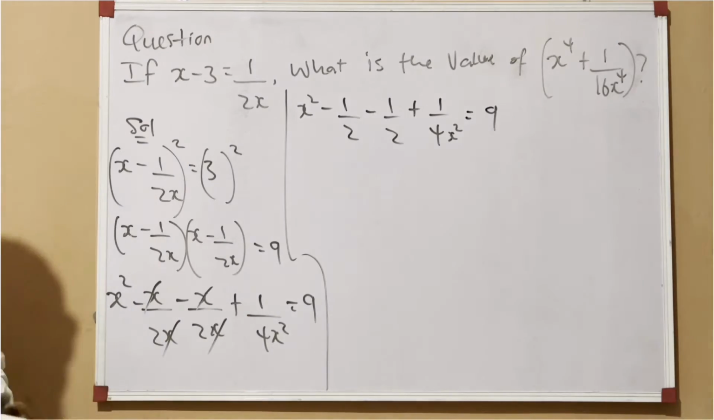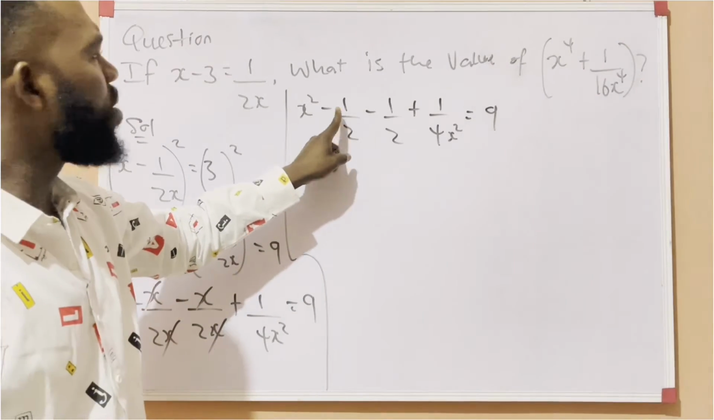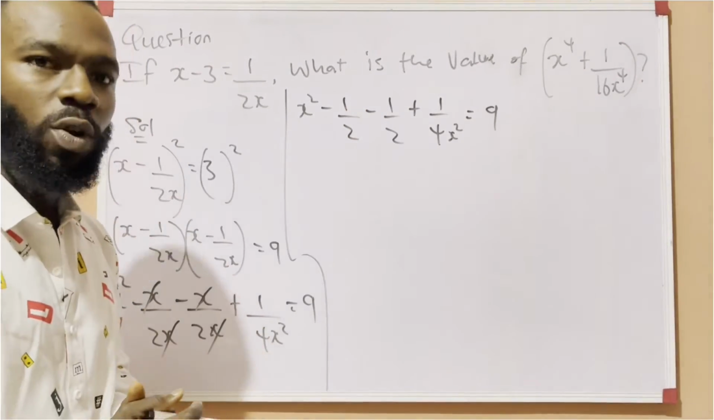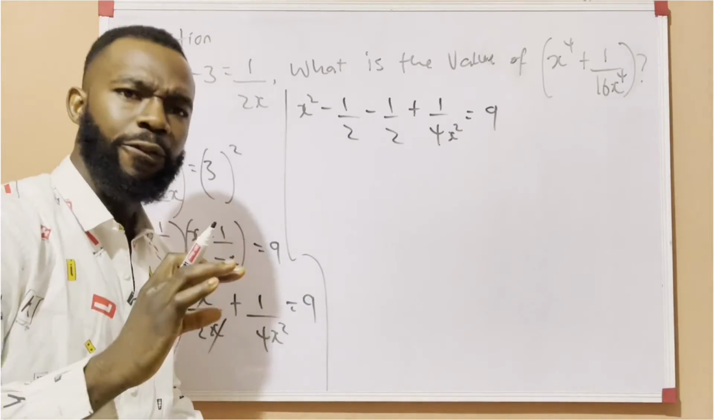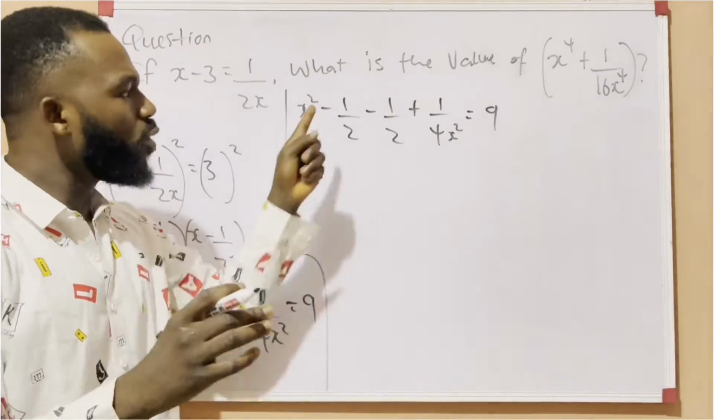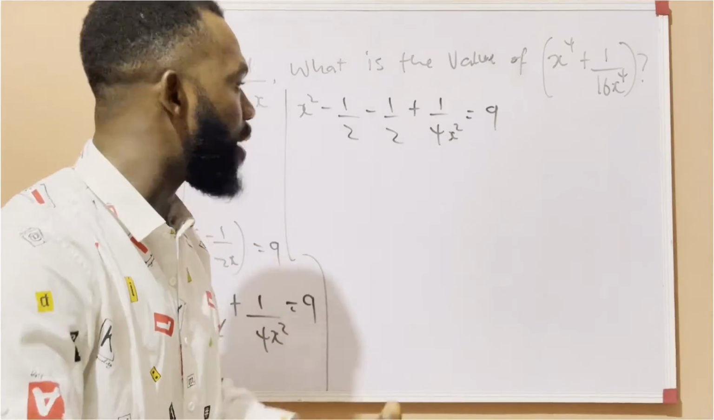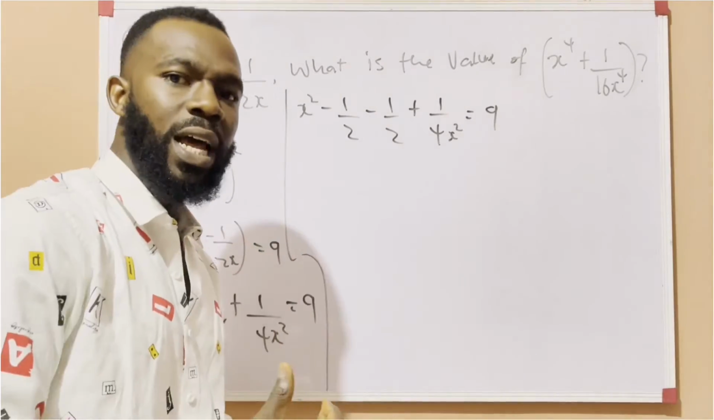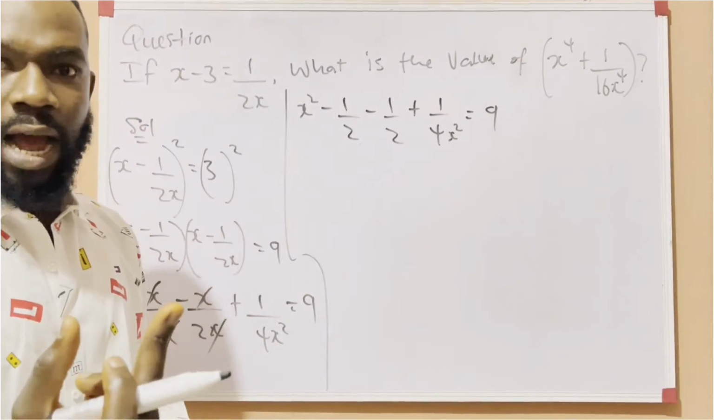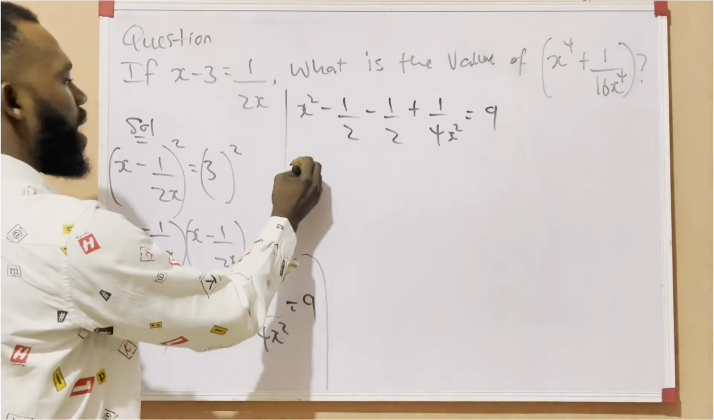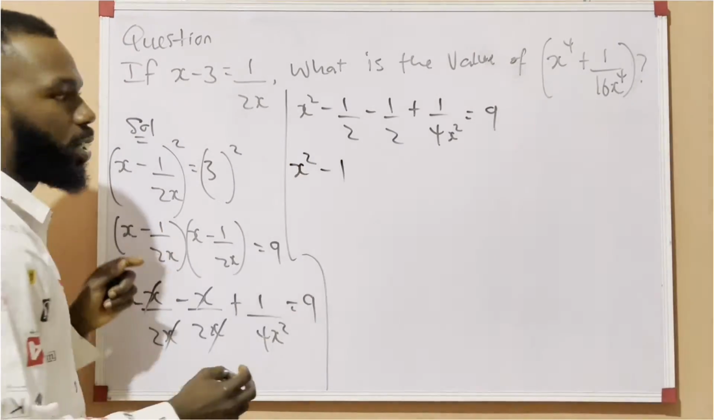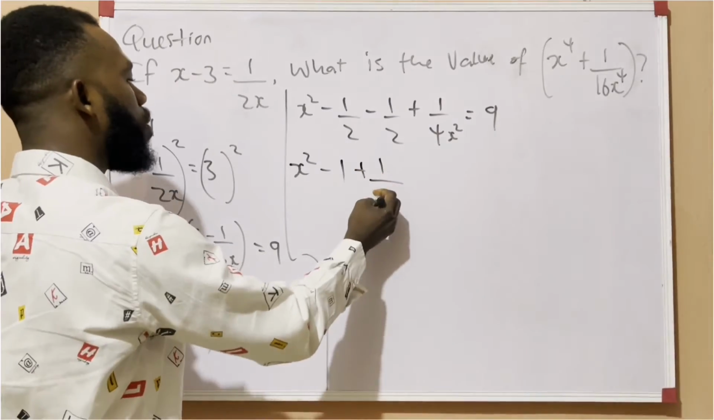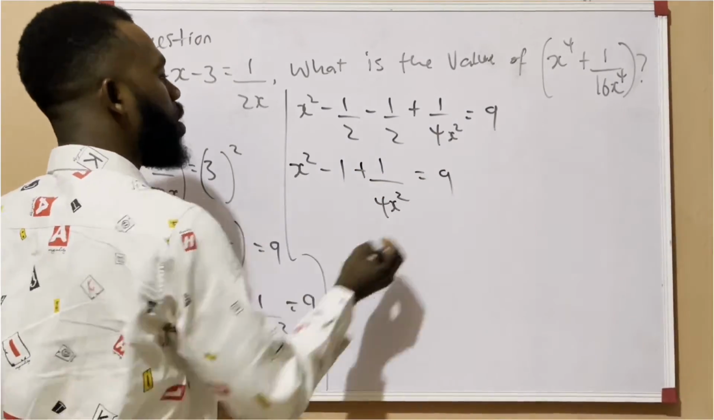Okay, now, if we have something like this, minus half minus half will give us what? Minus 1, because when you say minus half, it means you are owing half. When you say minus half, it means you are owing half. So how much are you owing together? 1. Are you with me? So here becomes what now? X squared minus 1, okay, plus 1 over 4x squared equals to 9.